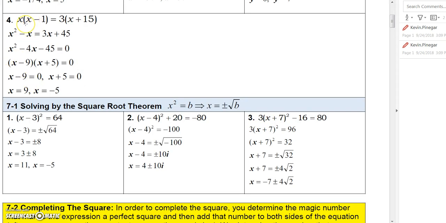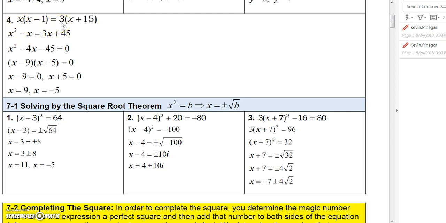Okay, this next problem is not in standard form yet. So the first thing I've got to do is get this problem into the standard form for a quadratic equation, ax squared plus bx plus c equals 0. So what I'm going to do first is distribute this x through this parentheses. x times x is x squared. x times minus 1 is minus x.